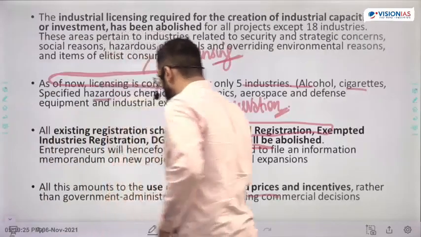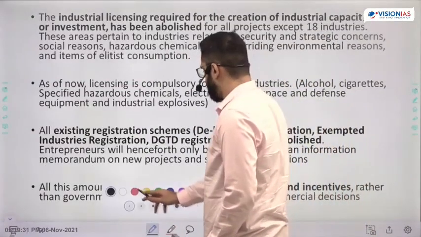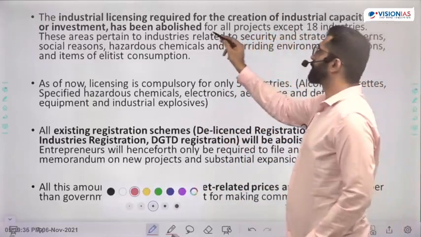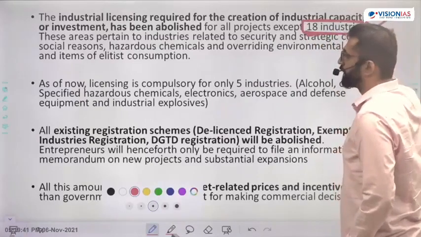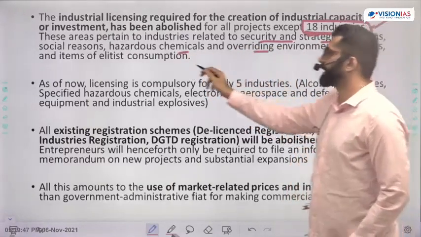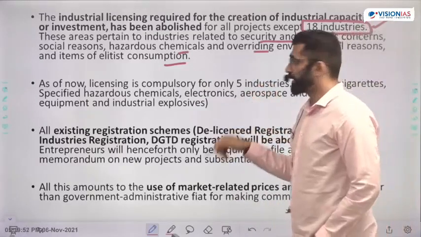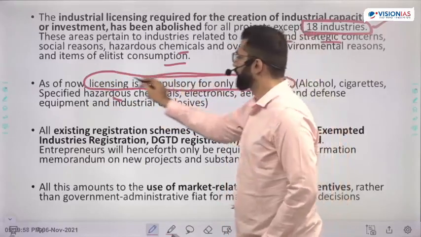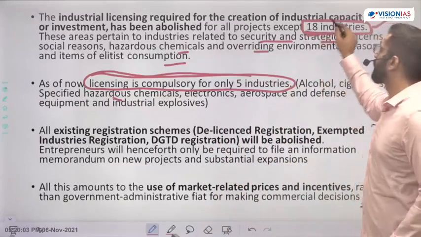Now see delicensing reform. The industrial licenses required for the creation of industry have been abolished for all except 18 industries. The 91 policy kept licenses only for 18 industries. They were security and strategic concerns, hazardous chemicals, overriding environmental concerns and items of elitist consumption. Now, as of today, only 5 industries are reserved for licensing. IPR 1991 left it only for 18.